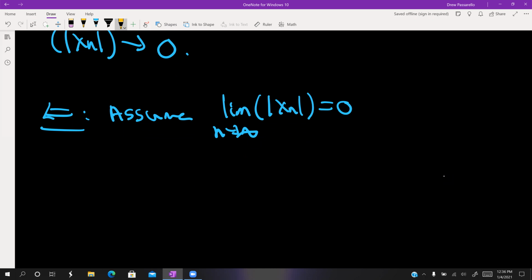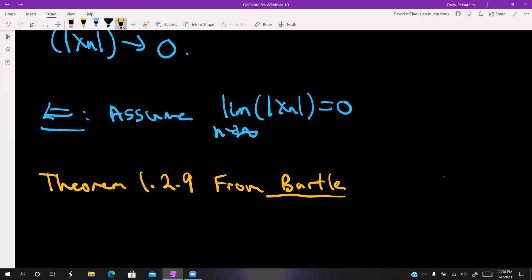I didn't state where the theorem came from, but this is specifically Theorem 1.29 from Bartle's textbook, if you do have it. But I just said in the video it's some useful theorem I applied in a proof. I believe it was in proving that the infimum of 1 over n is 0. I think that was the video in which I applied this theorem.